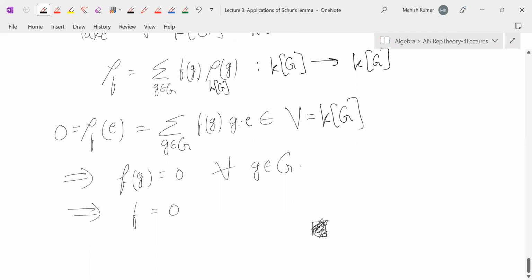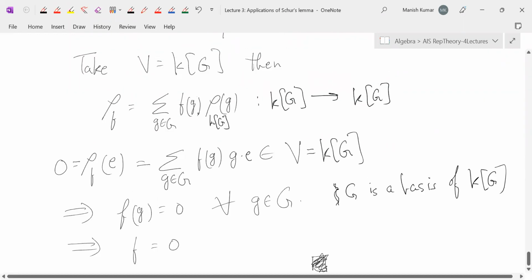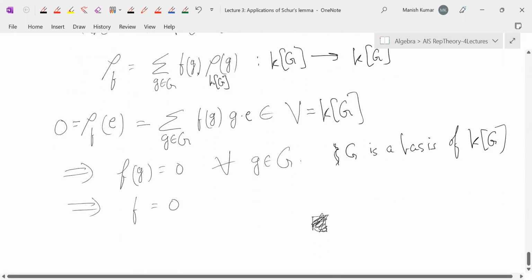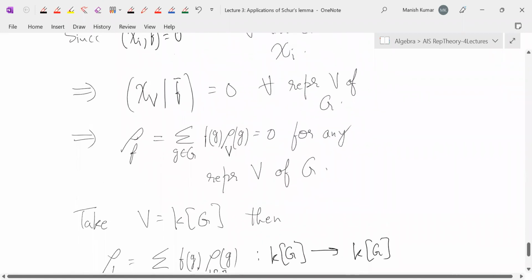But the elements g in G are a basis of kG. So that tells you that all the coefficients, these f g's, must be 0, which implies that this function f must be 0. Okay. Is that okay? So maybe one has to put f bar everywhere.